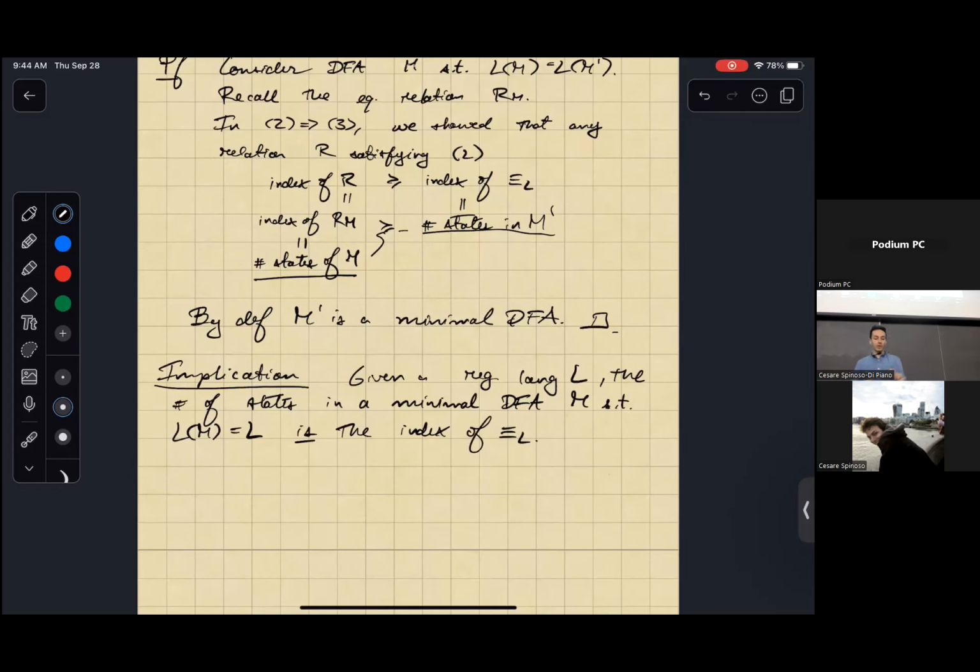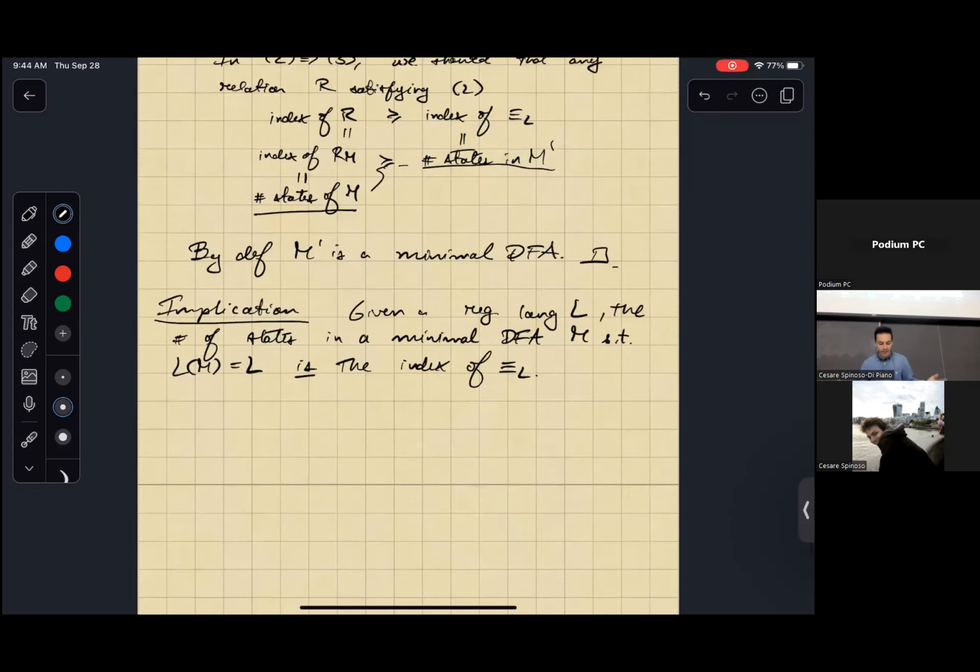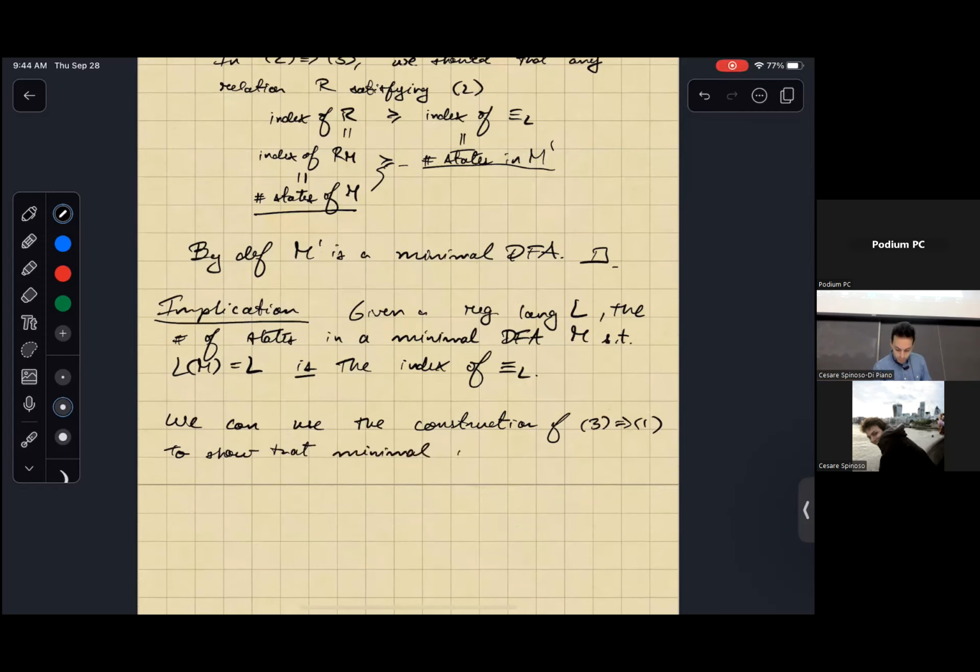But what I want to do in the time that I have remaining is to state the conclusions of that result. So let me write down what I just said. We can use the construction of 3 implies 1 to show that minimal DFA are unique.